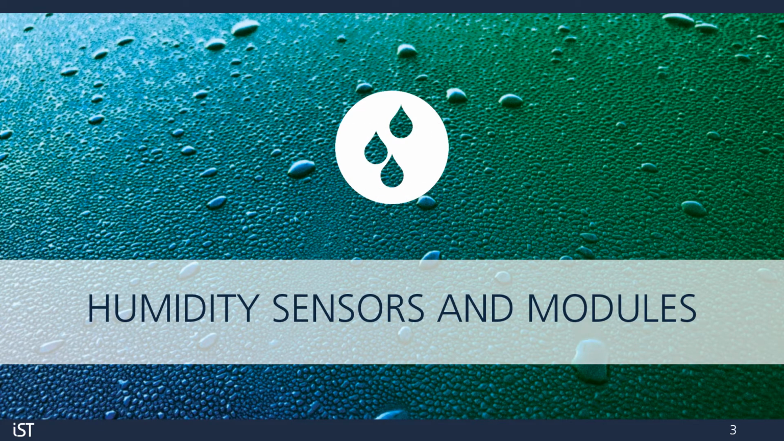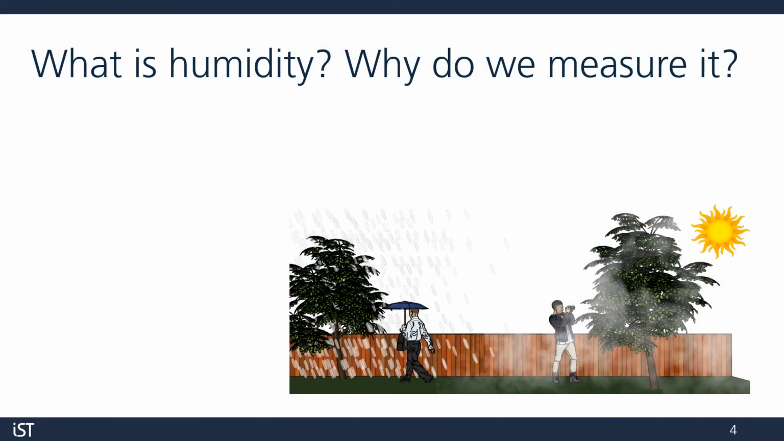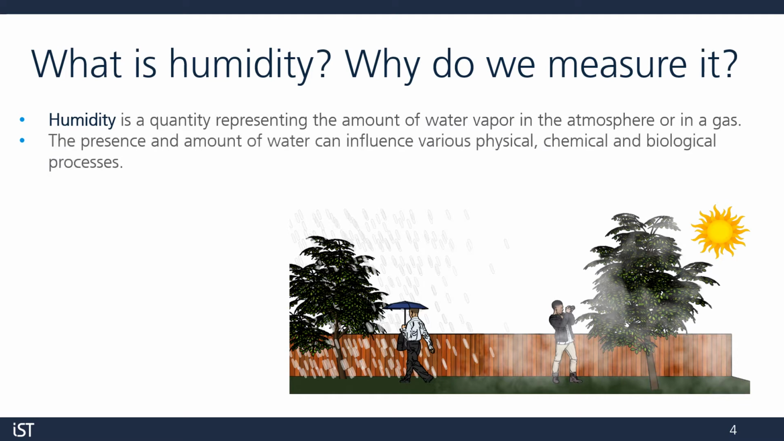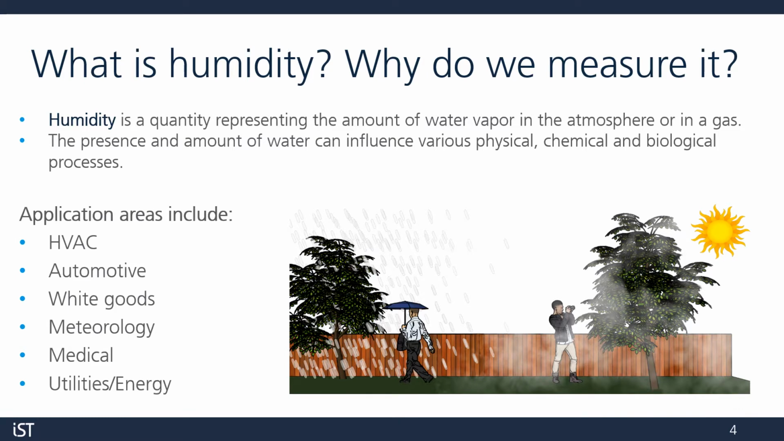Let's get started with humidity. So, what is humidity? Humidity is a quantity representing the amount of water vapor in the atmosphere or in a gas. For this presentation, we'll be talking about humidity in air. Why do we measure it? We measure it because the amount of water present in the air can influence many physical, chemical, and biological processes. Some common application areas include HVAC, automotive, white goods, meteorology, medical equipment, and energy.